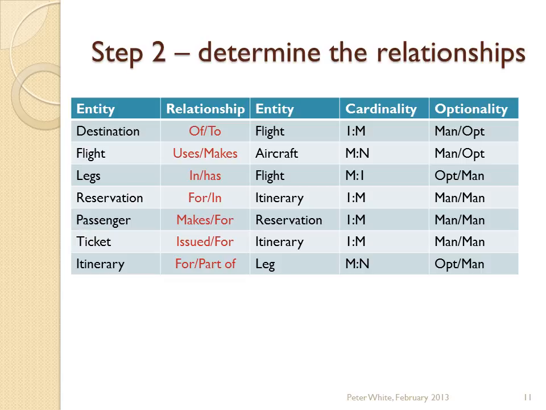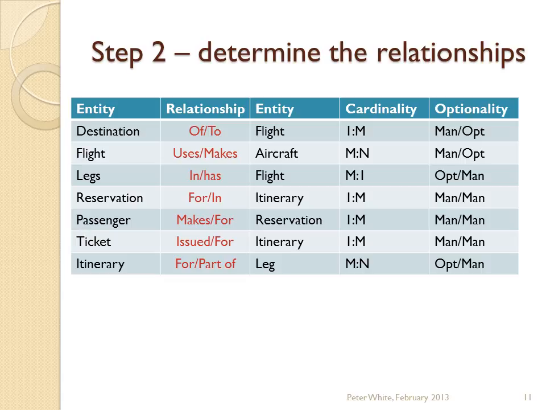Now I see this relationship as one to many. Each destination can have many flights, but read the other way, each flight can only have one destination. So I see the destination of a flight as mandatory, that a flight is going to go to a particular place, but a flight to a destination is optional, because not all flights are going to go to all destinations.